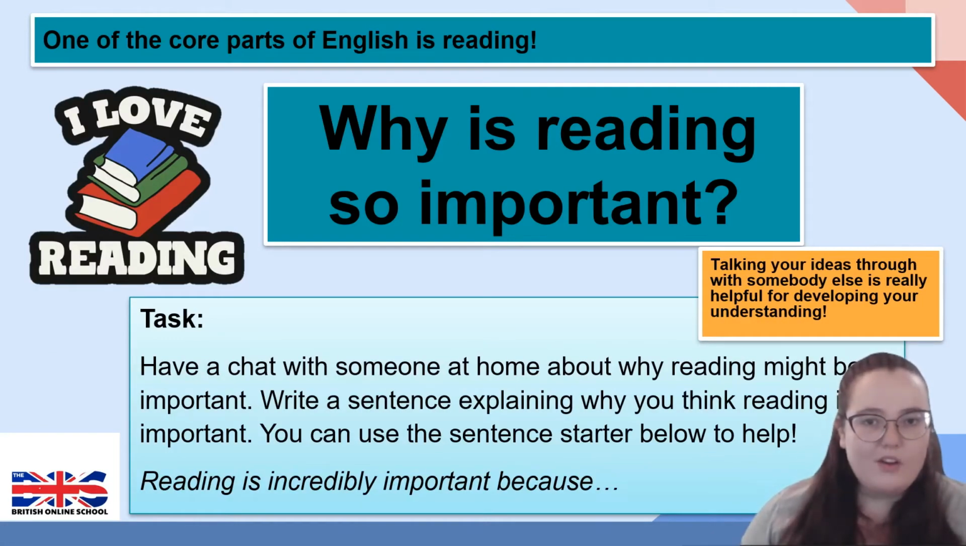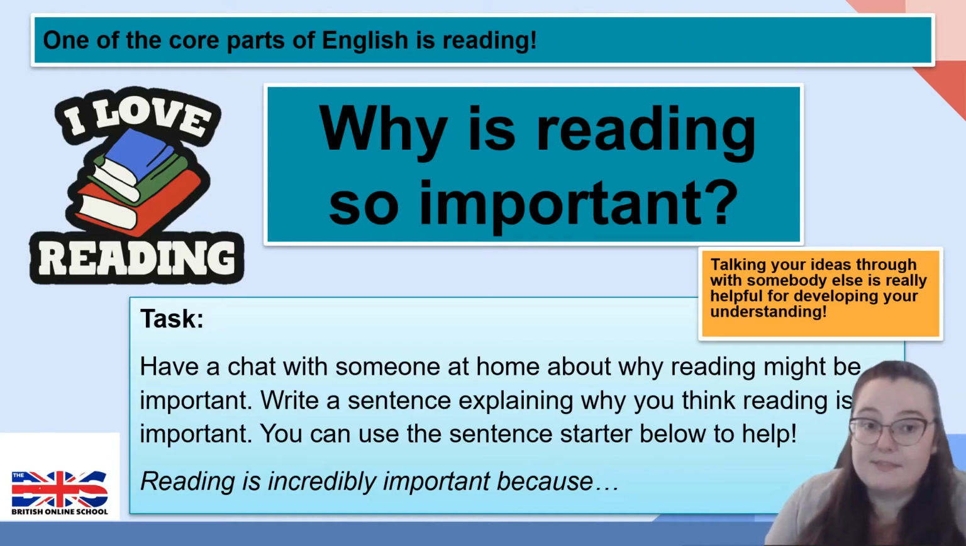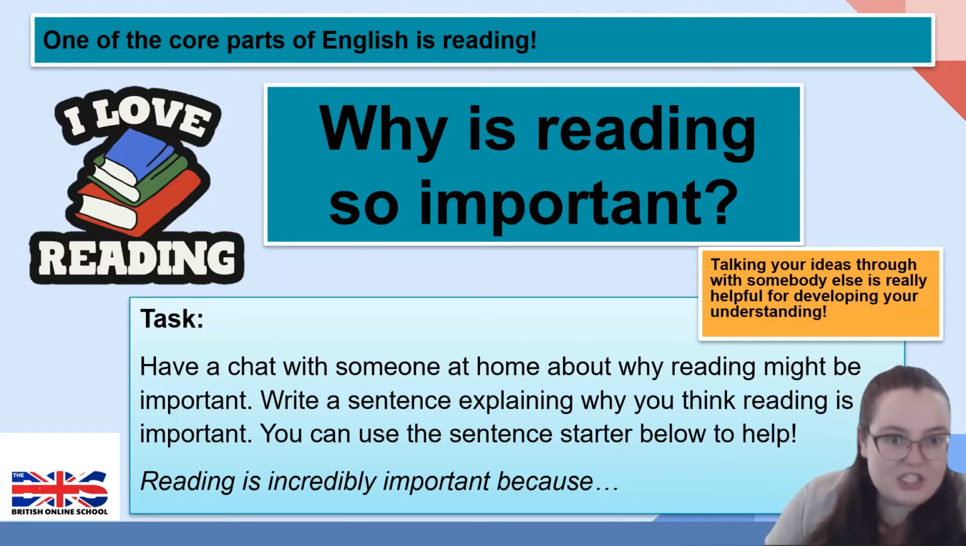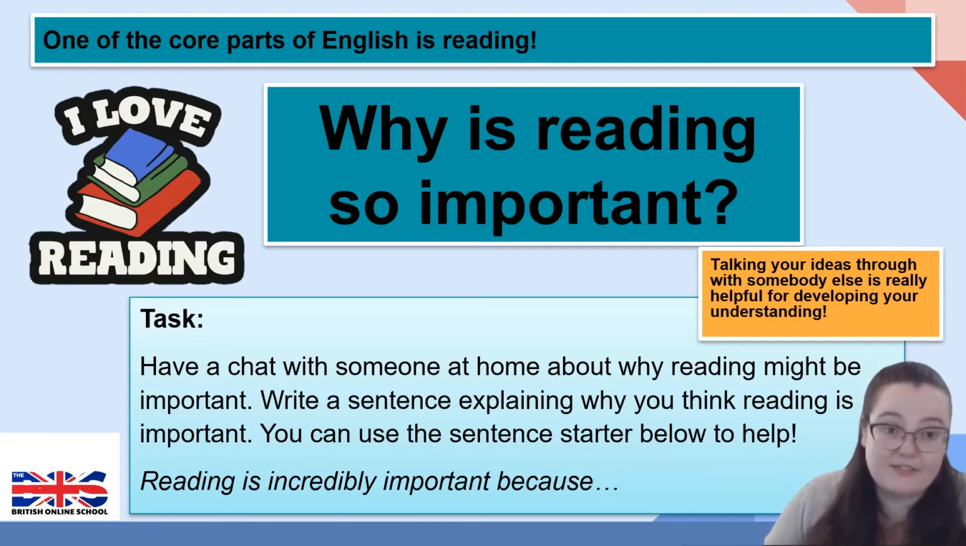So, one of the core parts of English is reading, and that's something that we're going to be thinking about today. Now, our next task you might need another person for, or an animal, or a stuffed toy, or a wall. The main thing is I want you to talk through your ideas. Okay, so talking out loud. Obviously in a classroom, we'd probably be talking to the people next to us or talking to the teacher, getting some ideas flowing. But talking your ideas through, even when you're not talking to another person, is really helpful for developing your understanding of something.